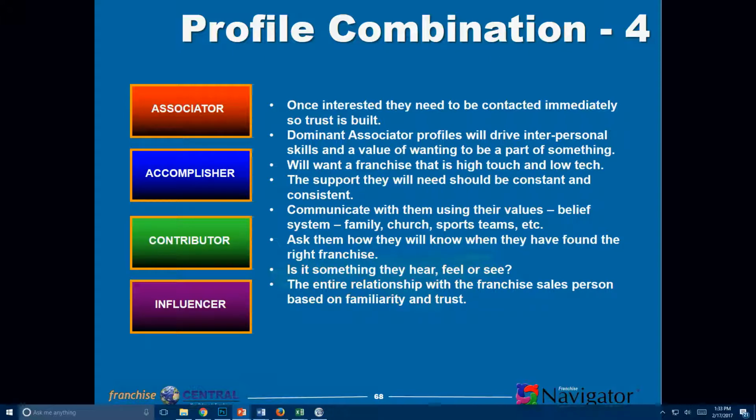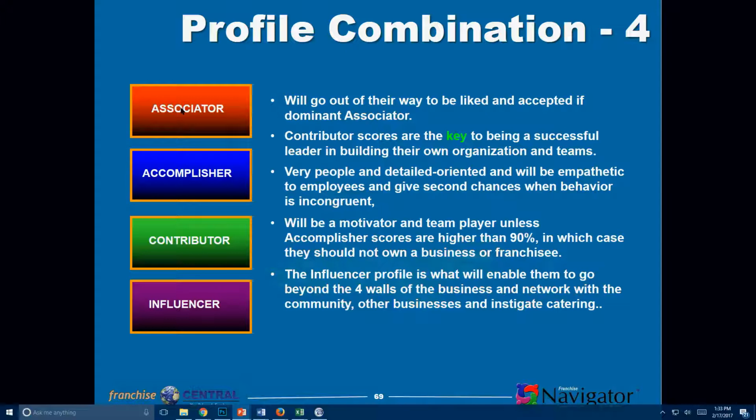They'll tell you. And the more you elicit information from the candidate, the more trust you're going to build with them. Anybody that's a high associator is going to go out of their way to be liked and accepted. So especially if it's in the low to mid-80s, they're going to do everything they can to avoid alienating themselves from being liked or being accepted by somebody. In this particular scenario with these three, and by the way, everybody has all four at one time.